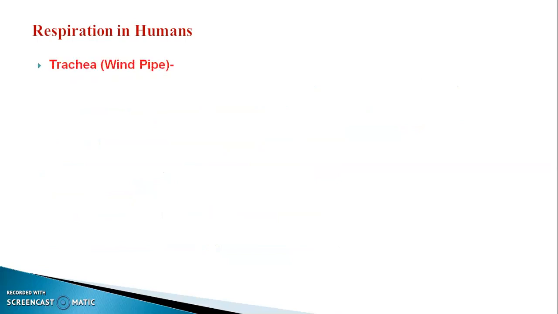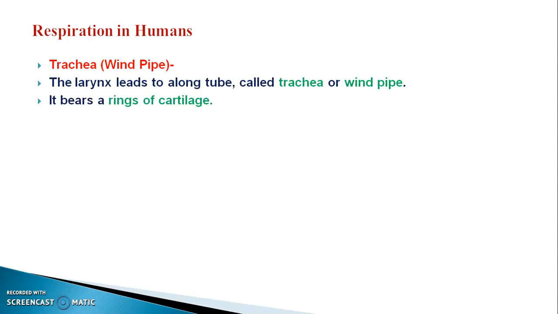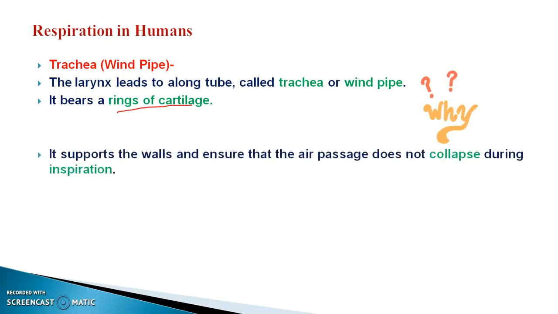Now move ahead. Trachea. Trachea is also known as the windpipe. So this windpipe is connected with the larynx on one side, a tube-like structure, and on the other side it is connected with the next part of our respiratory system. This trachea has rings of cartilage, right? Now the question is why this trachea has rings of cartilage. The answer is that these rings support the wall and ensure the air passage, which means it does not collapse during inspiration.